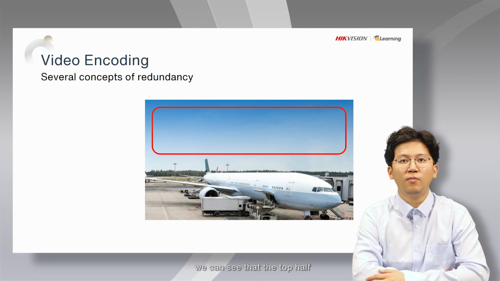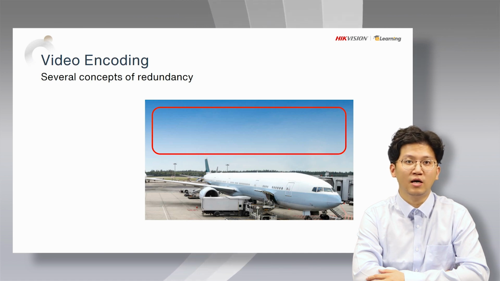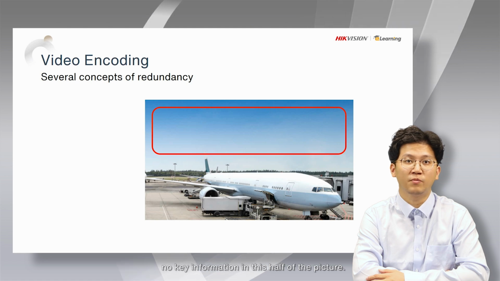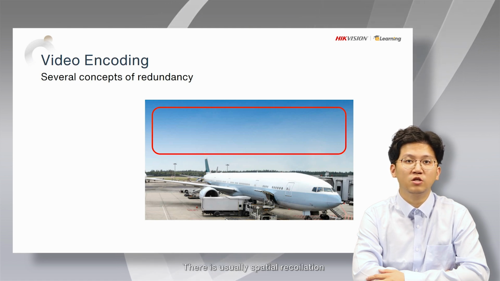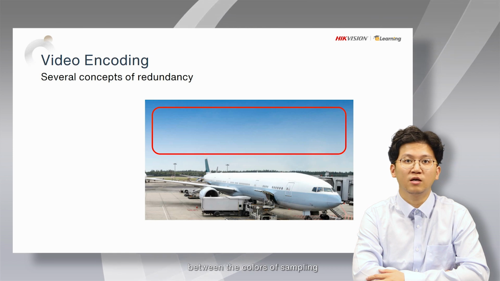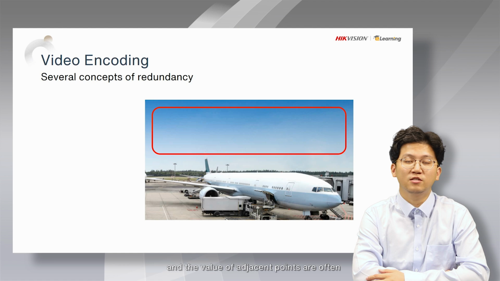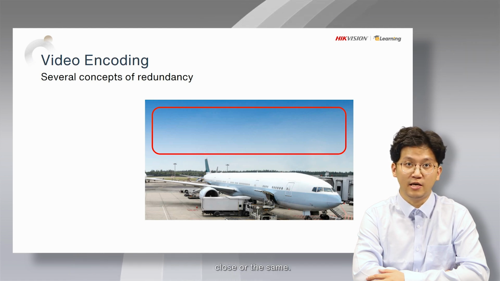We can see that the top half of this picture is all sky, right? And we can understand that there is no key information in this half of the picture. There is usually spatial correlation between the colors of sampling points on the same surface, and the values of adjacent points are often close or the same.